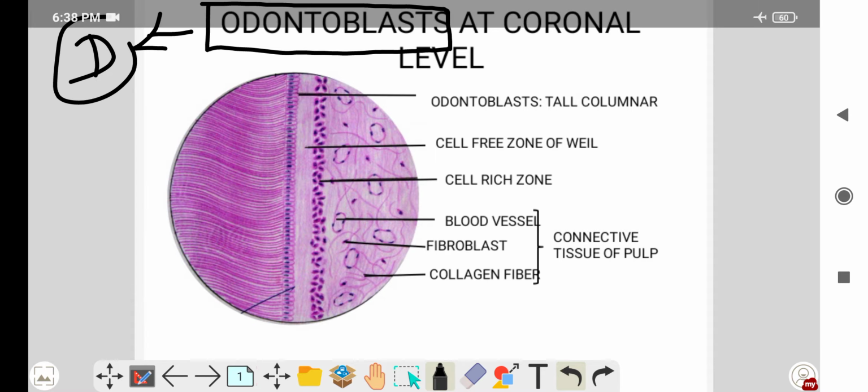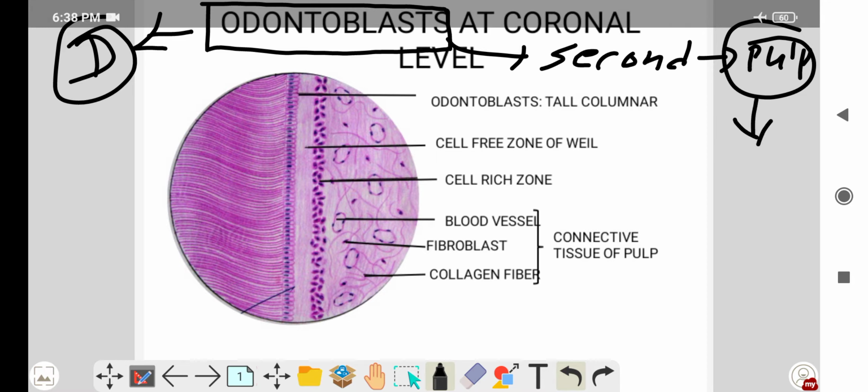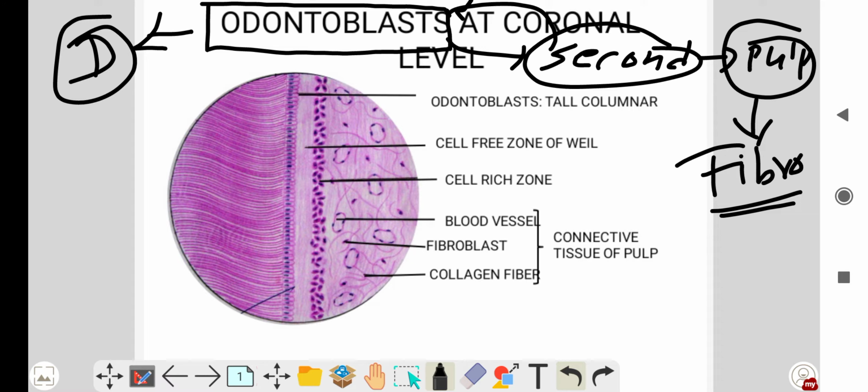This is the second most common cell found in the pulp. The first most common cell found in the pulp is the fibroblast. And the second most common is the odontoblast.